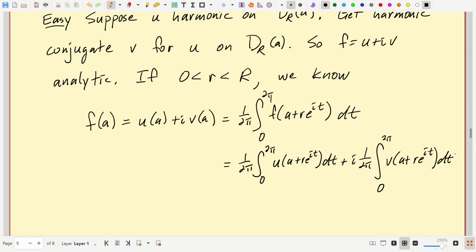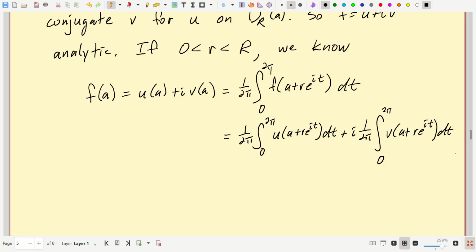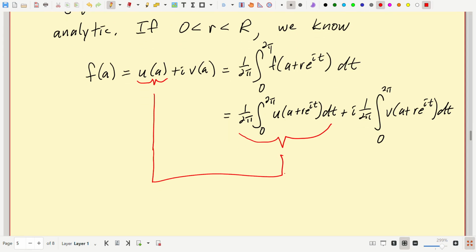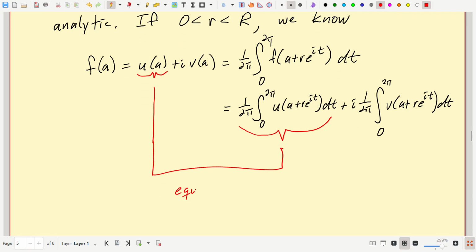And now we equate the real parts. This is the real part on the left. This is the real part on the right. So we equate the real parts, and then you get the averaging property. There's the averaging property for u. Check.